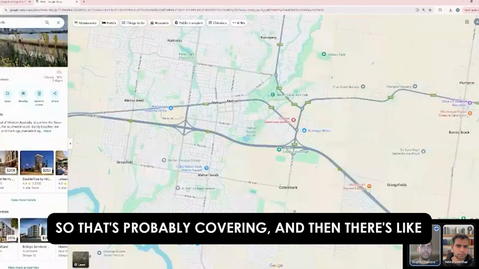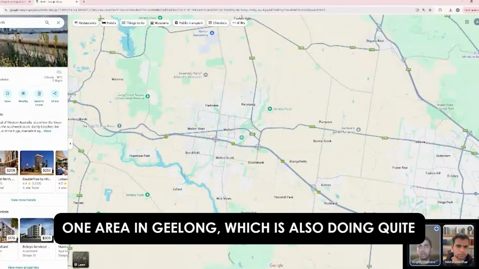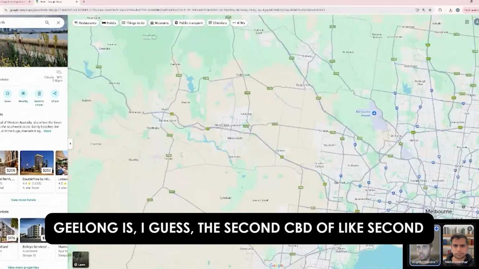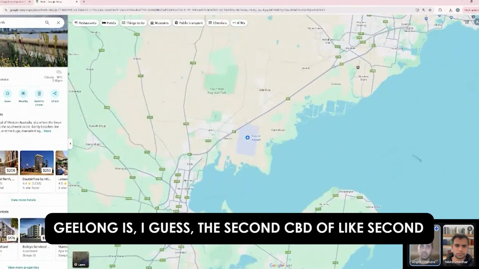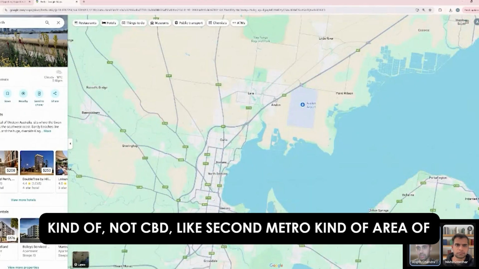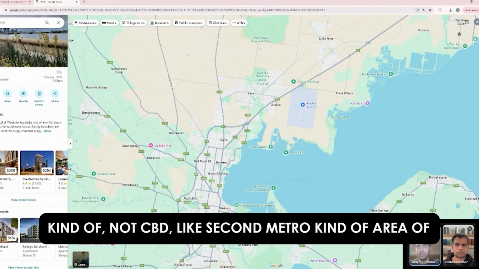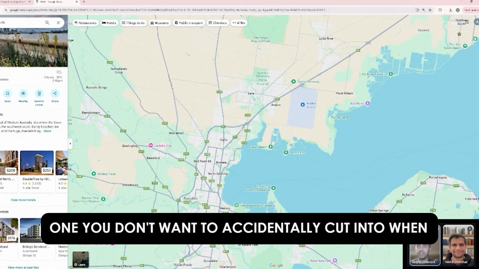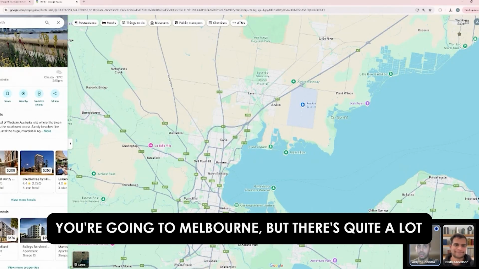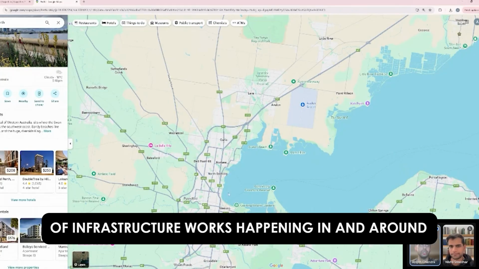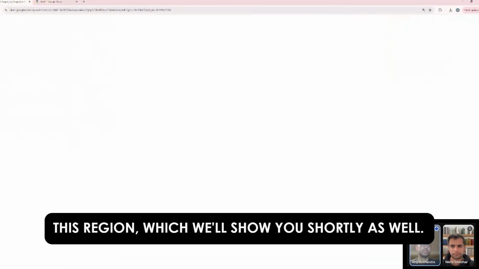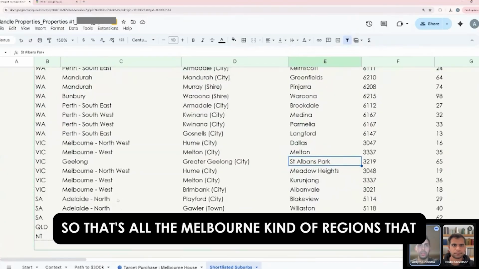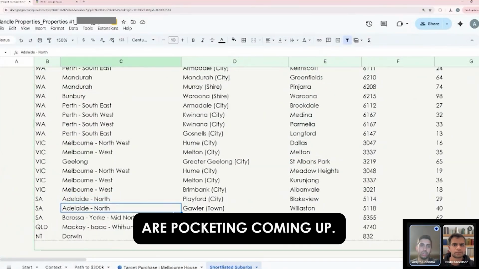So that's probably covering it. And then there's one area in Geelong, which is also doing quite well. Geelong is, I guess, the second metro area of Melbourne. It has its own airport, Avalon Airport, which is the one you don't want to accidentally go to when you're going to Melbourne. But there's quite a lot of infrastructure works happening in and around this region, which we'll show you shortly as well. That's all the Melbourne regions that are pocketing coming up.